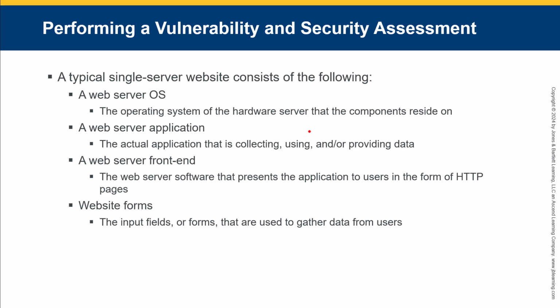When performing a vulnerability and security assessment, a typical single-server website consists of a web server, web app, a web server front end, and website forms. The forms are the static individual web pages used to capture input, so they'll have input fields and things like that to gather data from the users. The front end is typically the web server software that presents the website. The server application is the actual application that's collecting, using, and/or providing data.